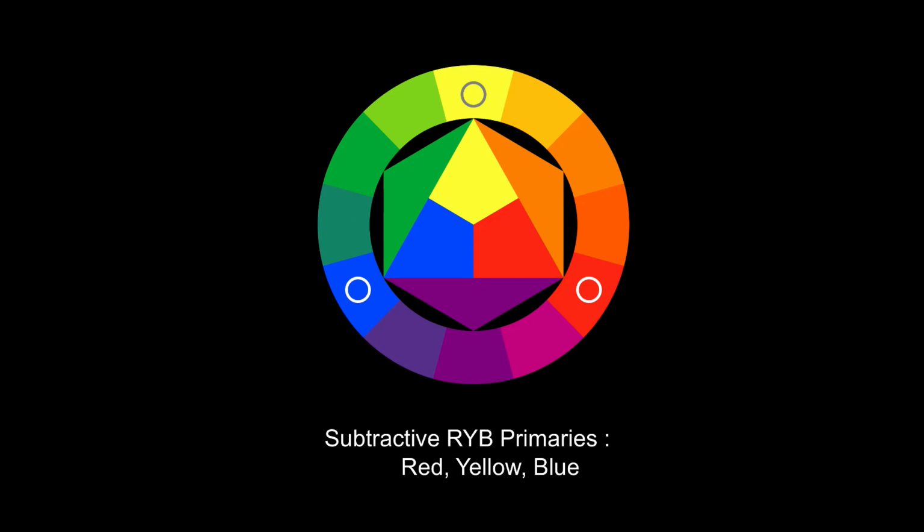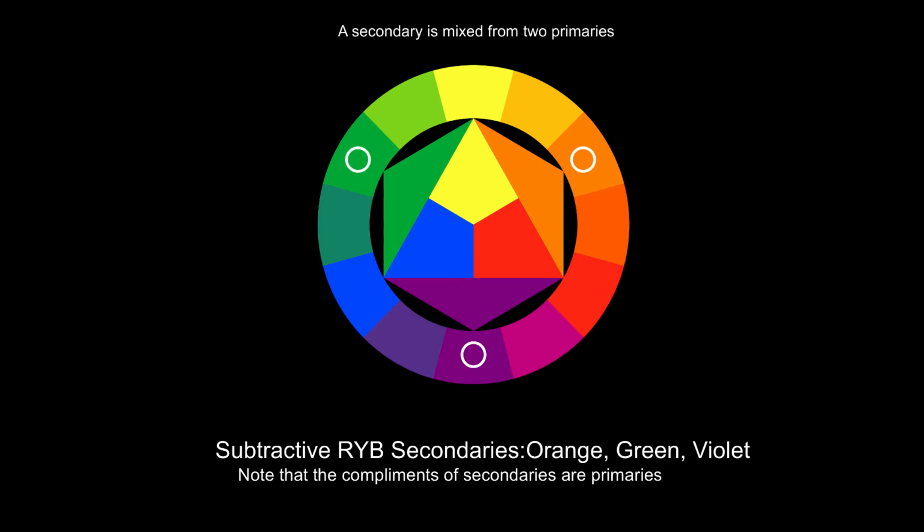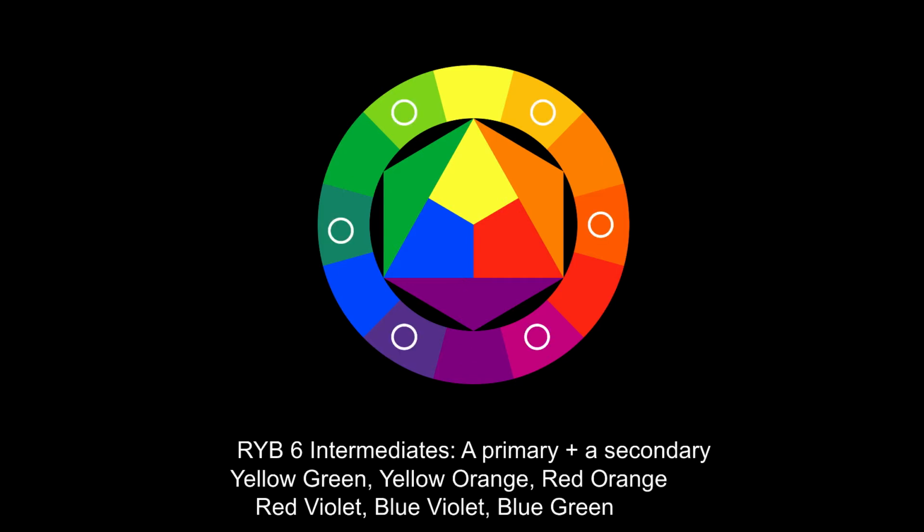So here are the subtractive RYB primaries. We've looked at them: red, yellow, and blue. And then here are the subtractive RYB secondaries: orange, green, and violet. The 6 intermediates are created with a primary and a secondary. They're yellow-green, yellow-orange, red-violet, and blue-green.